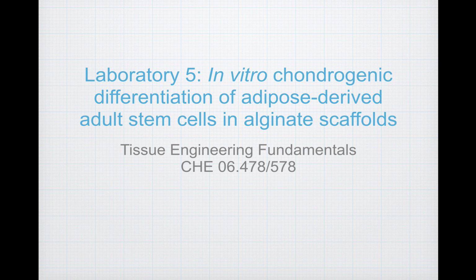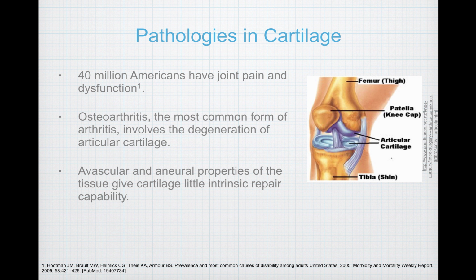Hello and welcome to Laboratory 5, the in vitro chondrogenic differentiation of adipose-derived adult stem cells in alginate scaffolds. We'll start by discussing the motivation for this study.